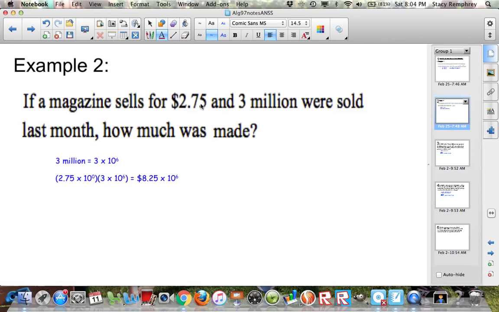2.75, I didn't need to move the decimal at all to get it in proper scientific notation, so it's the same as 10 to the 0. And we already learned that anything to the 0 power is 1, so we're really not changing that. So I multiplied the 2.75 and the 3, the 10 to the 0 and 10 to the 6. So I add the exponents, 0 plus 6. And I got 8.25 times 10 to the 6 dollars.